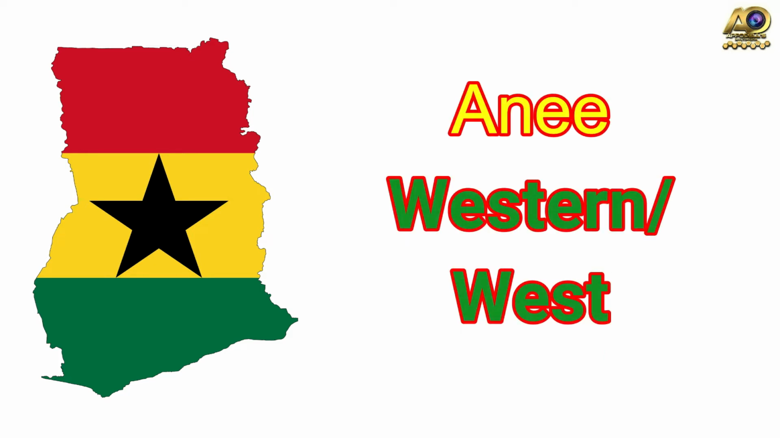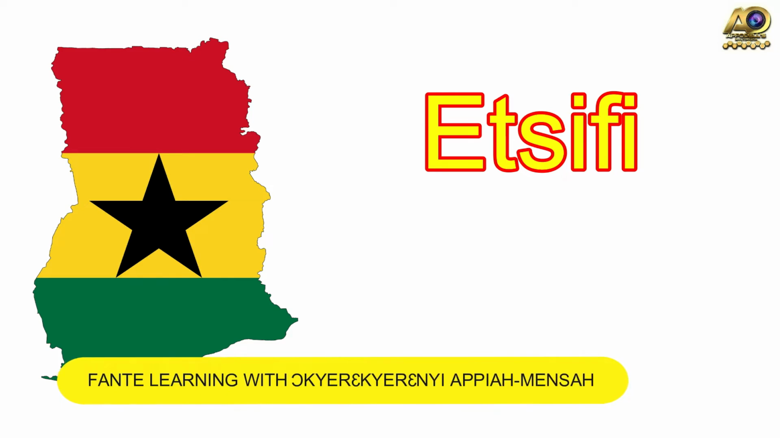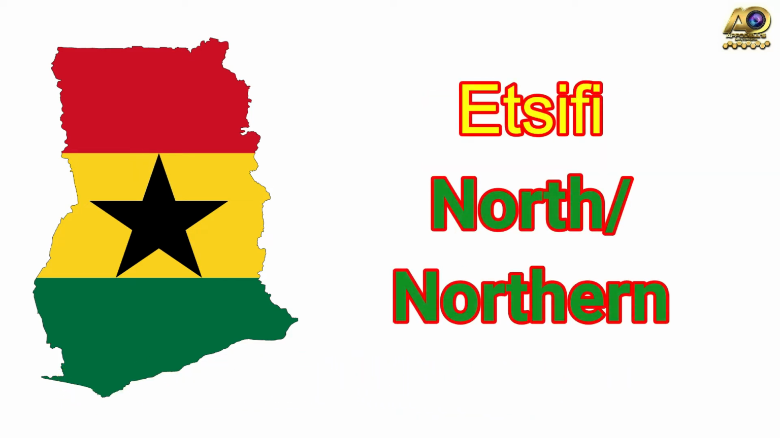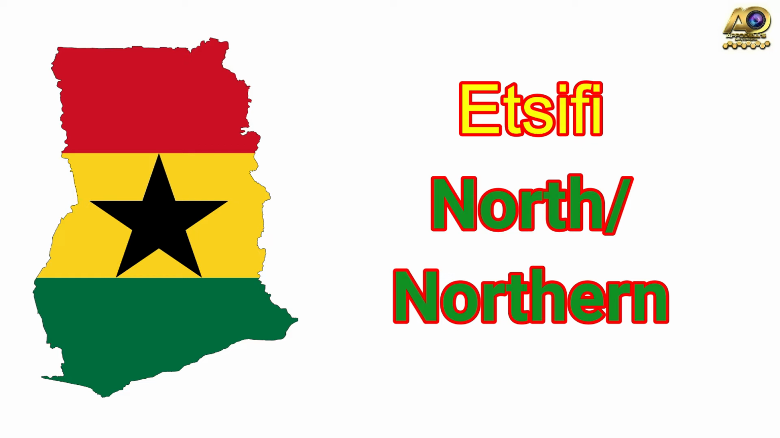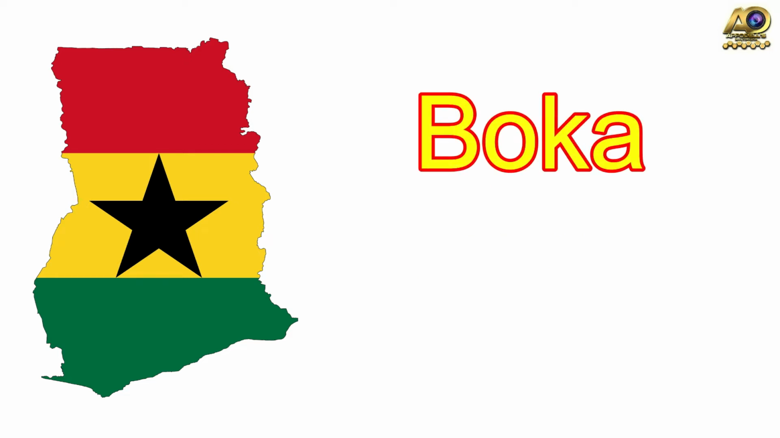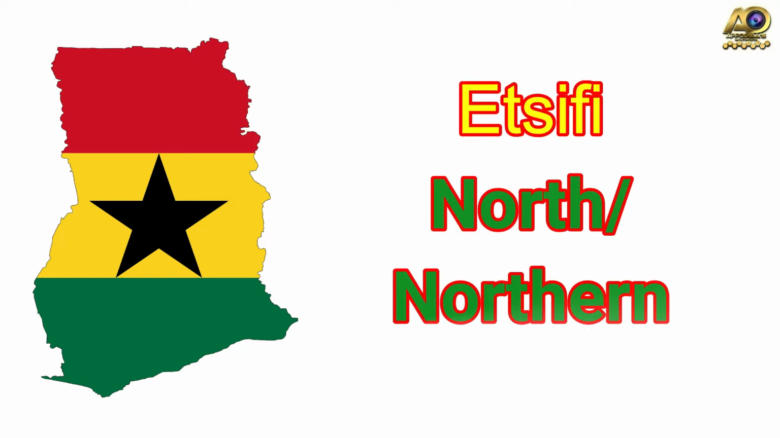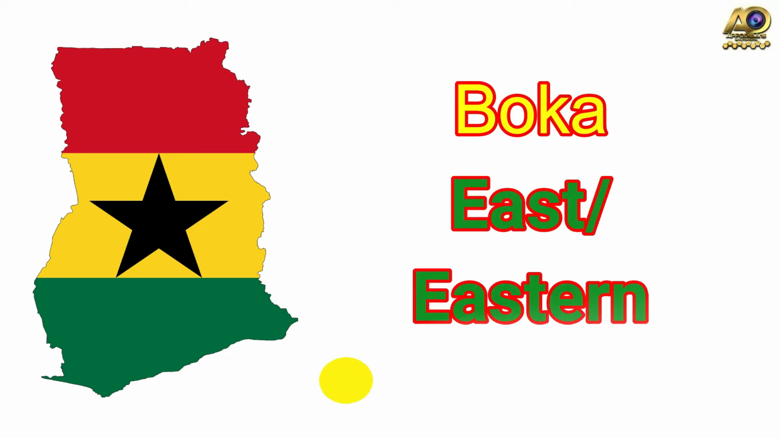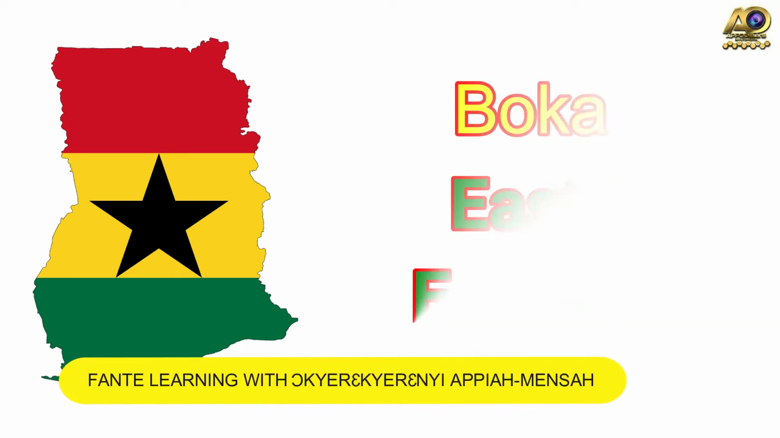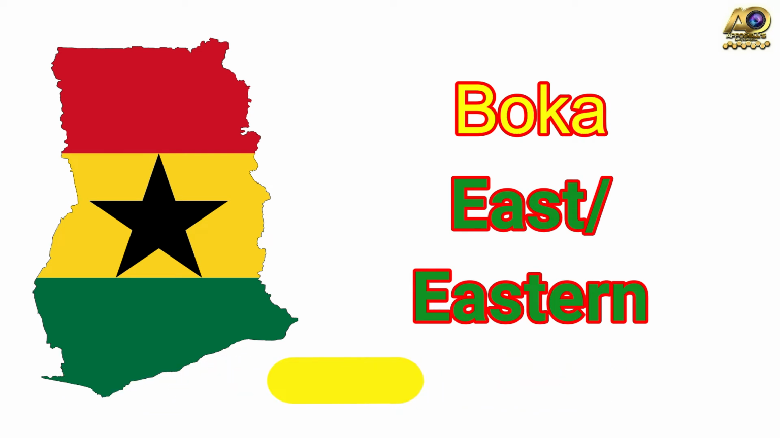The next word is Etifi, where Etifi is north or northern. Boka is the next word. Boka is east or eastern.